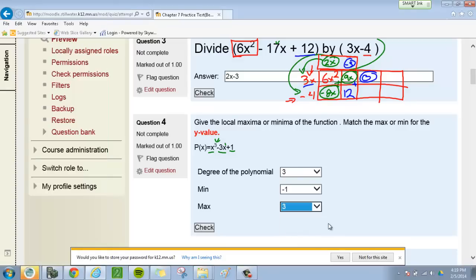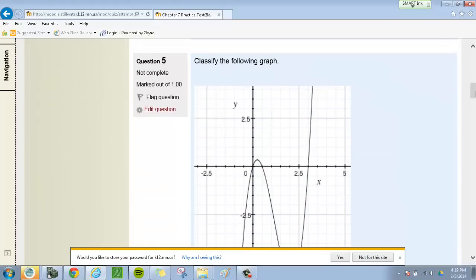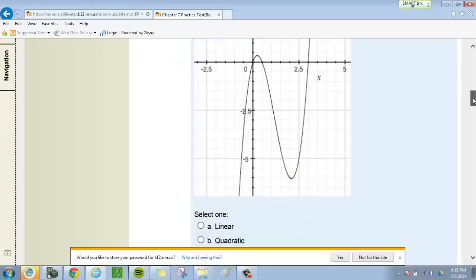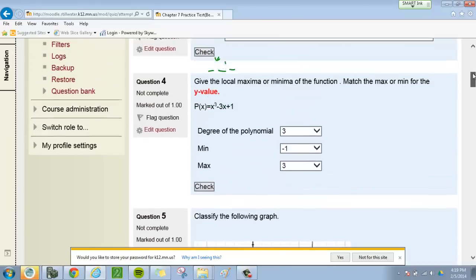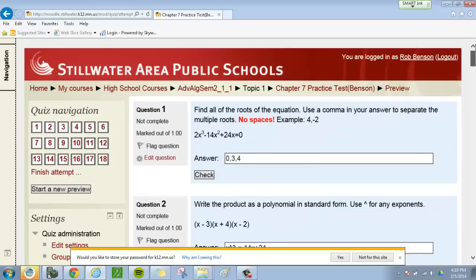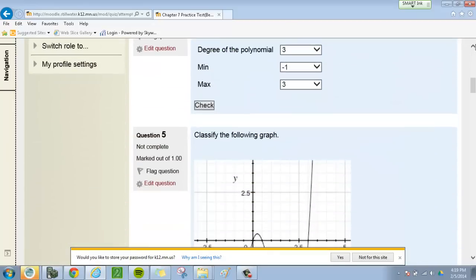There we go. Done with that one. Moving on to the next problem right here. Let's figure out what this one is. It says classify the following graph. It says is it linear, quadratic, cubic, fourth degree. What is it on this one? Let's take a closer look.